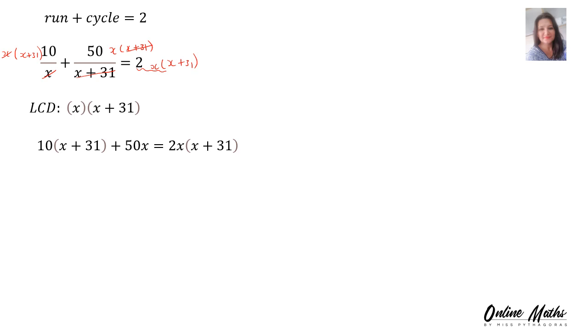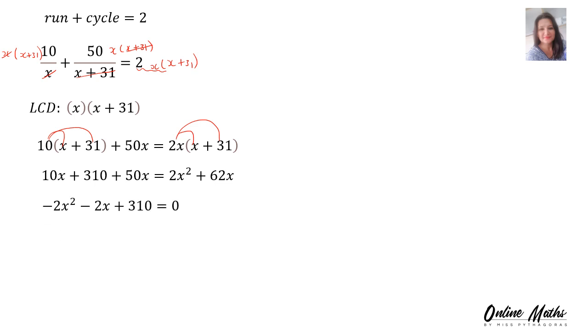Now, to get rid of the brackets, in goes the 10. So 10 times x is 10x. 10 times 31, 310. Plus 50x equals, and now to get off the brackets here on the right hand side, 2 times x is 2x squared, and 2x times 31, 62x. And now I'm going to take everything across to the other side and add my like terms. And then I end with minus 2x squared minus 12x plus 310.